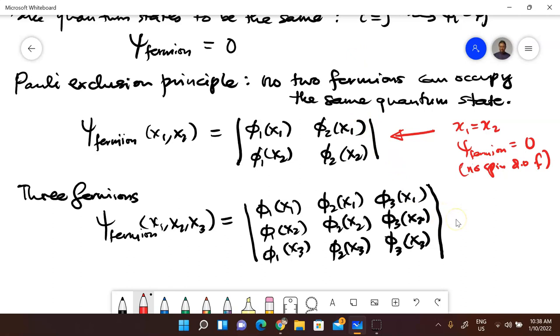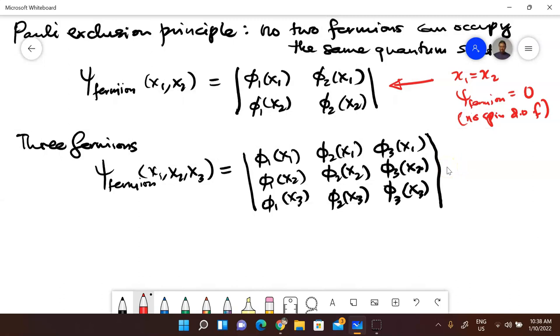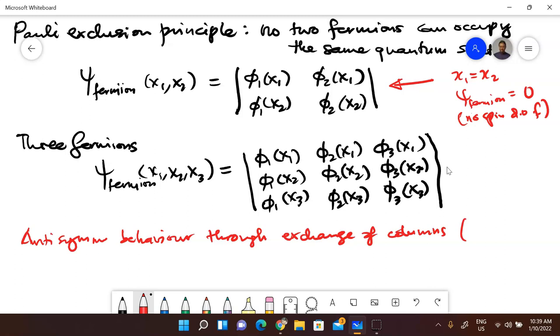What else? The other thing about this is that you can see the antisymmetric behavior through exchange of columns, where the columns would be the quantum numbers, or of rows, where the rows would be the spatial locations. So this is quite convenient.